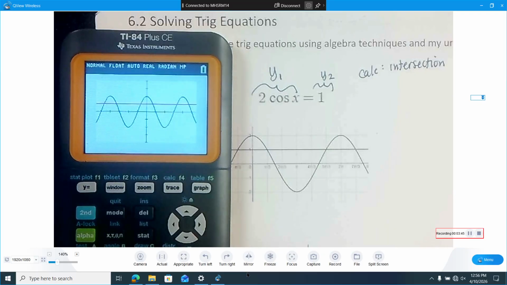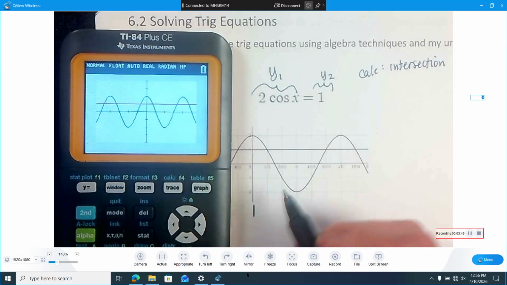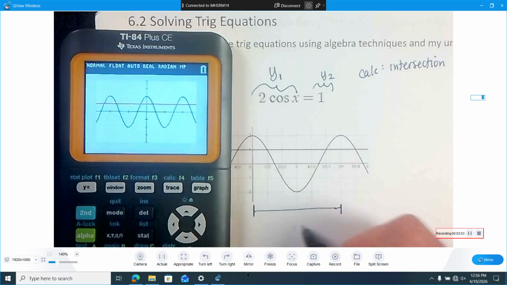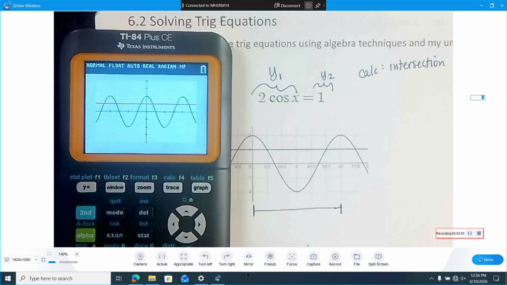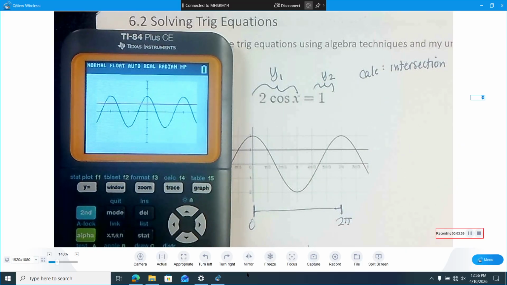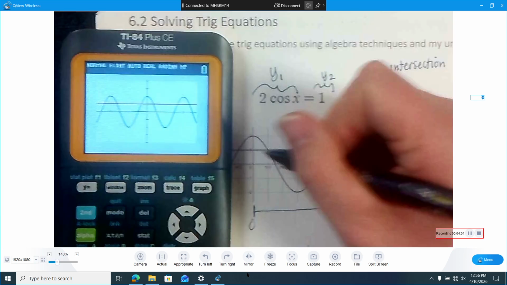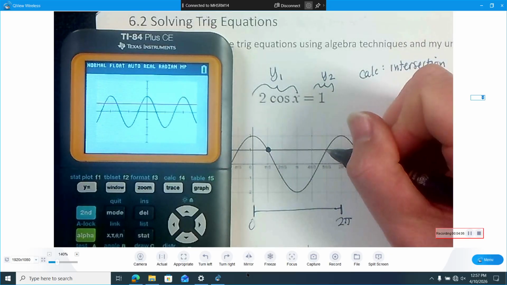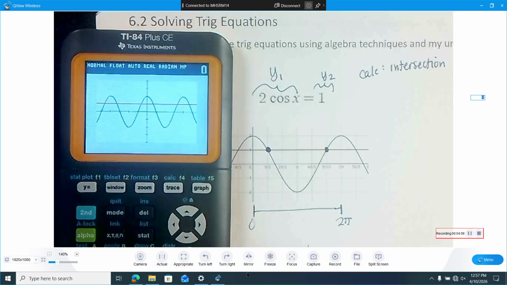And so typically, you're going to see a restriction that says, hey, we're only interested from 0 to 2 pi. And so we only care about the intersections between 0 and 2 pi, and that makes life a lot easier for us. And so here in this part, we can see we're interested in this intersection right here and this intersection right here. Now, we could find it graphically on our calculator.